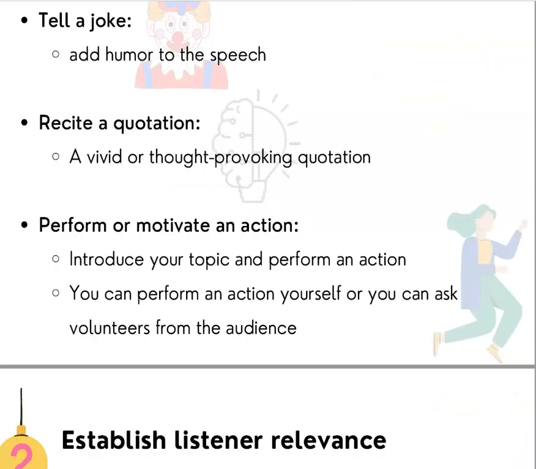Or even more interesting, you can perform an action. For example, you're an engineer, you want to talk about how to build a great building, then you come up with a model of a building and you show and perform. Or you want to talk about how to be confident? You can start with singing, you can bring your guitar and play. Okay, so you can perform or motivate an action. So these are some ways for you to get your audience's attention.